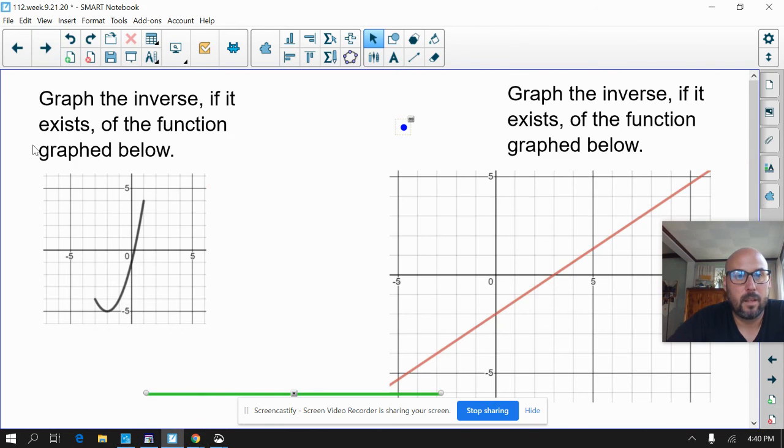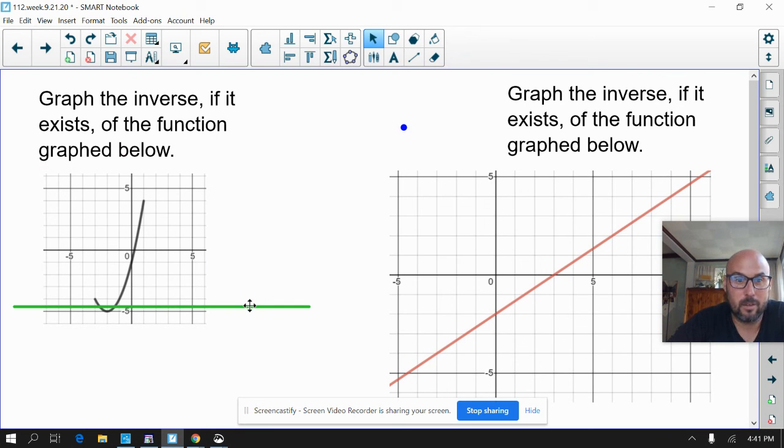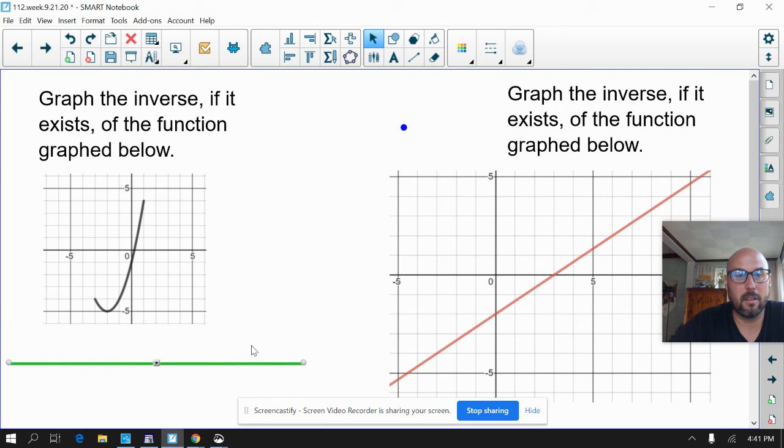Last one. Graph the inverse, if that's even possible, of the function graphed below. Now, these are both functions. For sure, they're functions. But the function on the left doesn't pass the horizontal line test. It fails here. It fails. So that means that there are two x values that produce the same y value. So if you reverse that, you wouldn't have a function anymore. You would have one input producing two outputs. So this function doesn't have an inverse. So we will not bother with that.